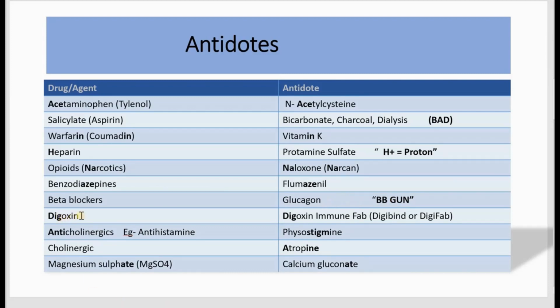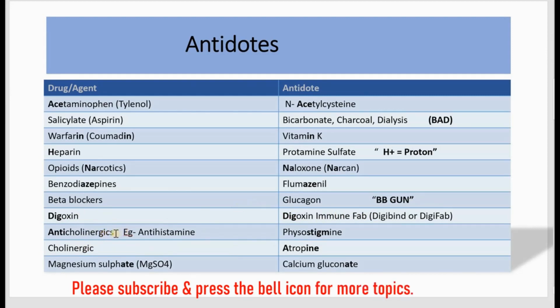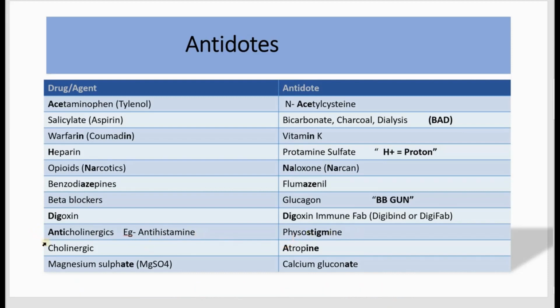Next is digoxin. The antidote for digoxin is digoxin immune Fab. Both begin with the letters DIG. Next is anticholinergics. Anticholinergics are medicines that decrease the effect of acetylcholine. Example, an antihistamine, that is diphenhydramine. The antidote for anticholinergics is physostigmine. You can remember this antidote by remembering the word anti. Anti means against, and against stigma. So remember physostigmine as anti, against stigma.